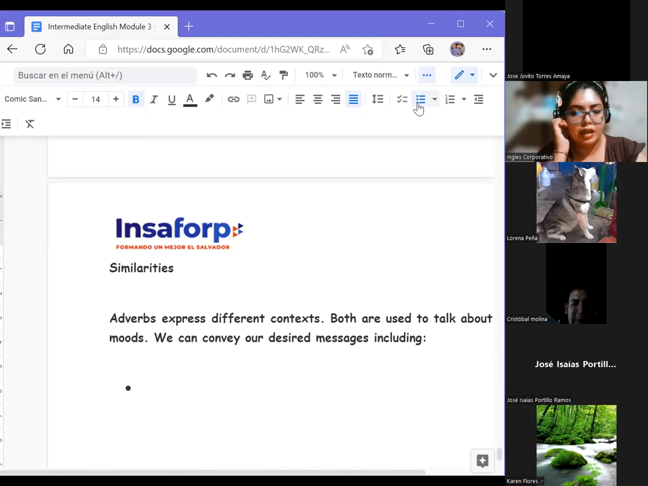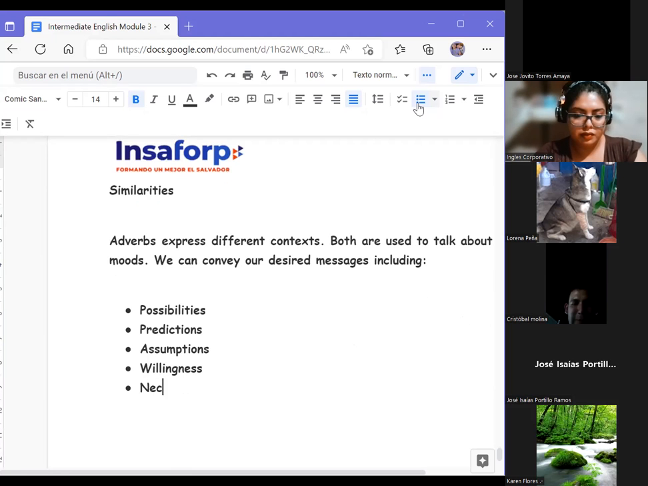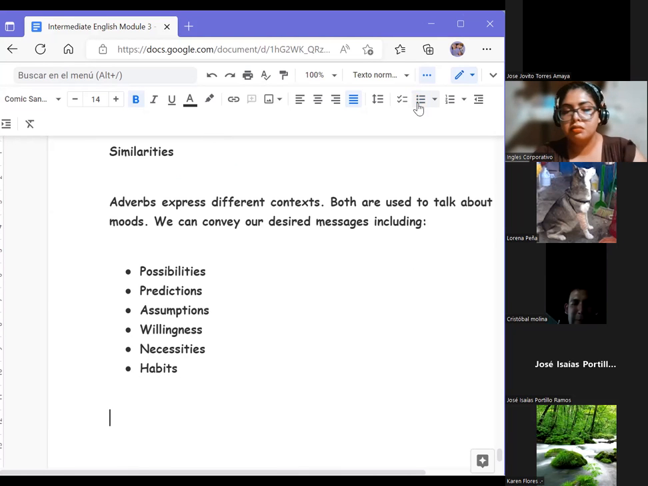And here we have the list of how to say in the information, our desired messages. So in that case, in both modals and adverbs, we talk about possibilities, predictions, assumptions, willingness, necessity, and habit. So we are going to see one of these, or all of the words that we have in the list, and what uses we can give in that category. So we are going to see the first category, that is possibilities.